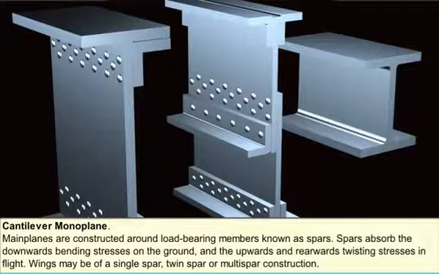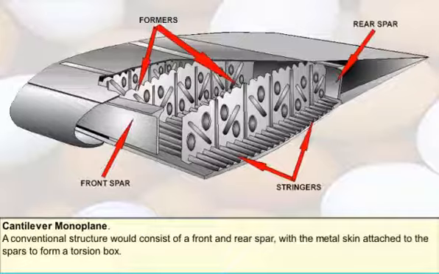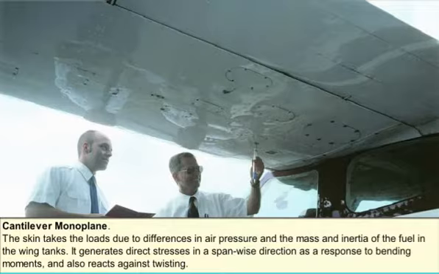Bending stress relief is also provided by positioning the major fuel tanks within the wing. Main planes may be of single-spar, twin-spar or multi-spar construction. A conventional structure would consist of front and rear spars, the metal skin attached to the spar to form a torsion box. The skin takes the loads due to differences in air pressure and the mass and inertia of the fuel in the wing tanks.